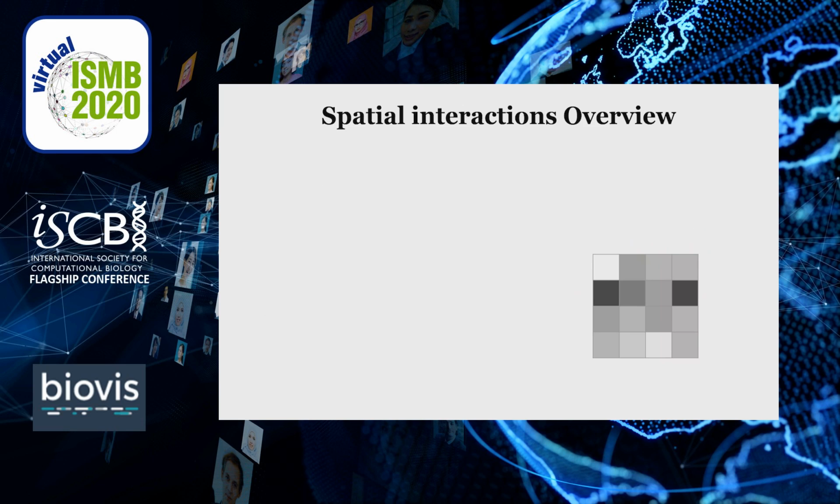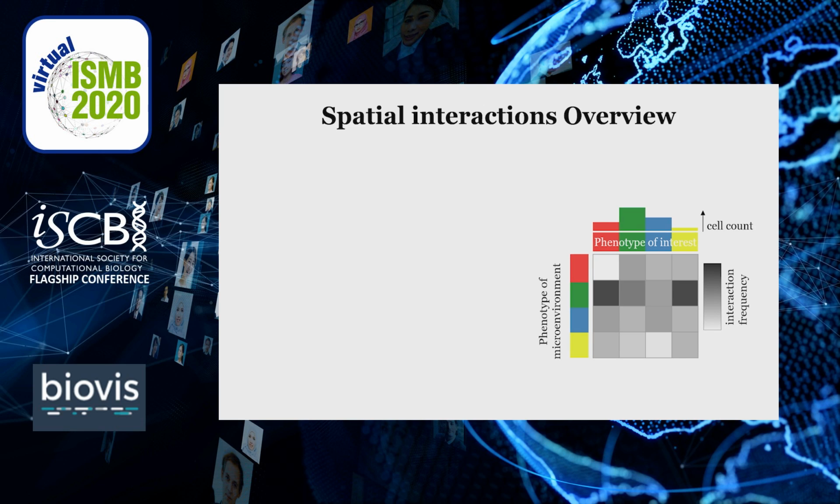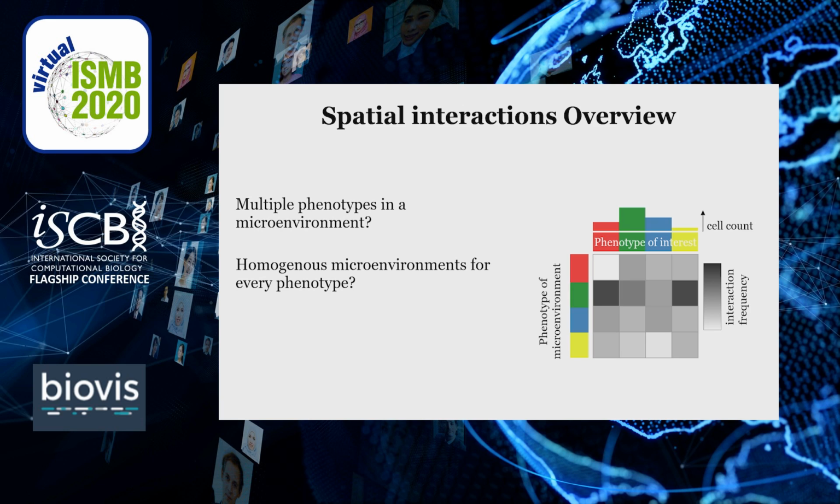To illustrate it, we use a heat map where each column represents the phenotypes of interest and each row the phenotypes existing in their microenvironment. On top of the heat map, we place the bar graph, showing the abundance of each phenotype. The more black a box of the heat map is, the more frequently those cell phenotypes interact. And this leads us to questions such as, which other phenotypes exist in the microenvironment of red cells when green cells are present? Do all the cells have homogeneous behavior?